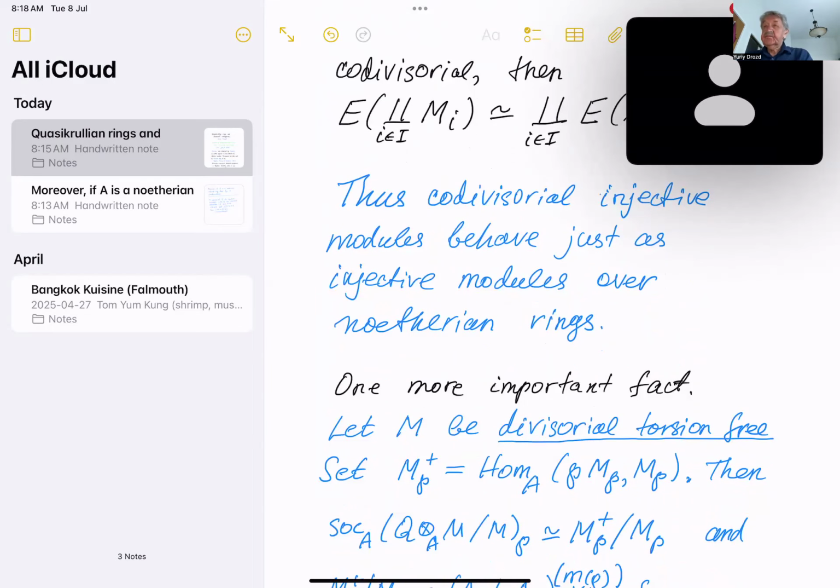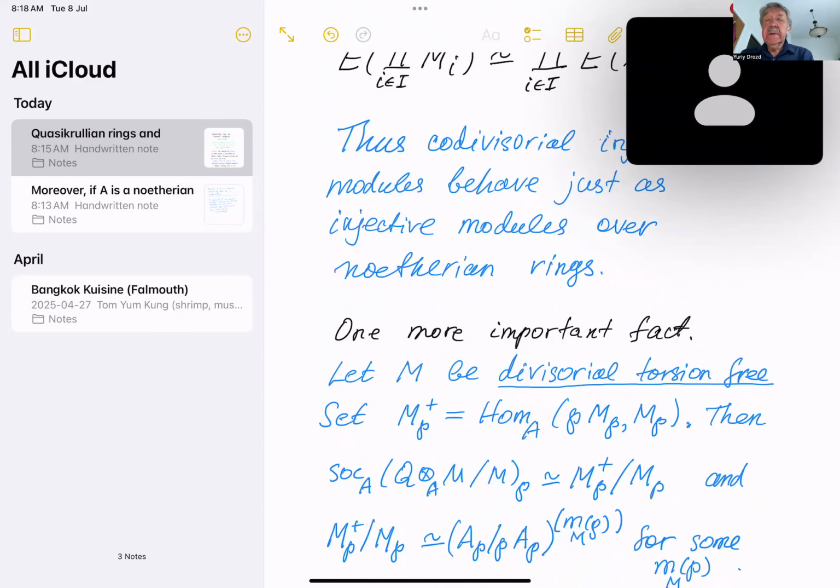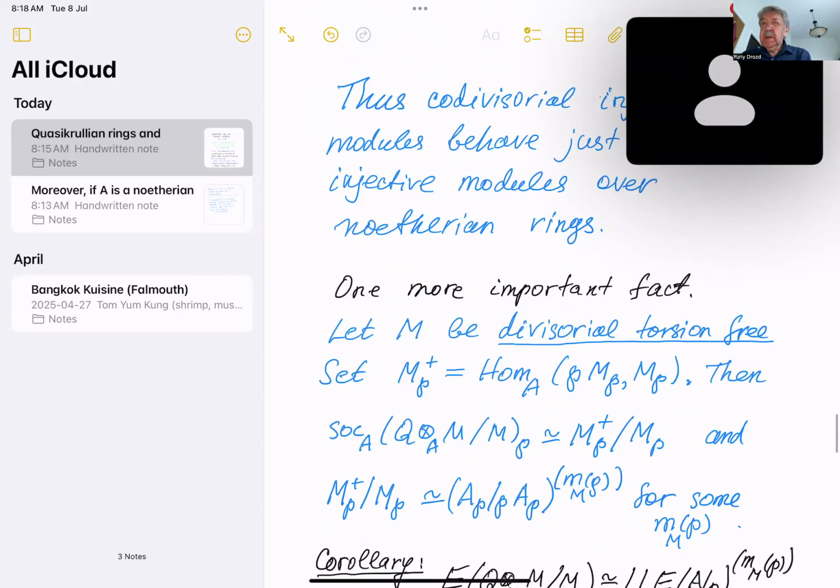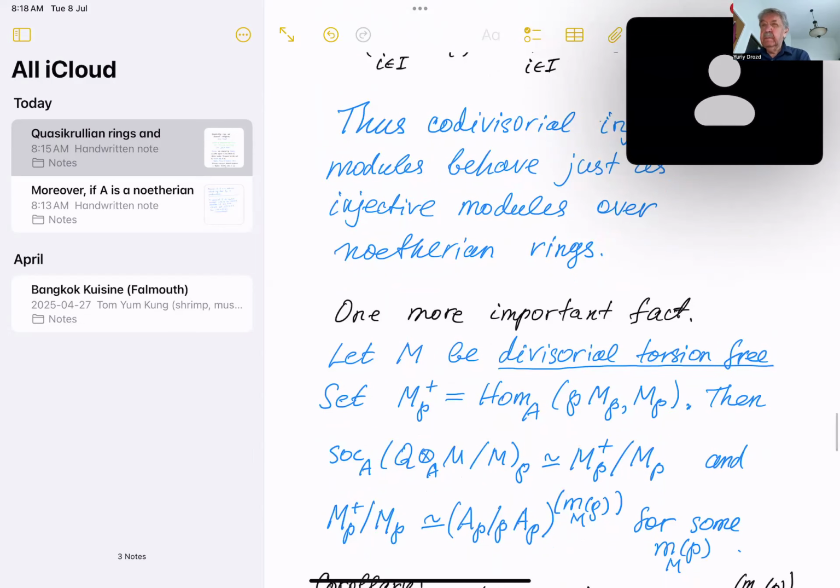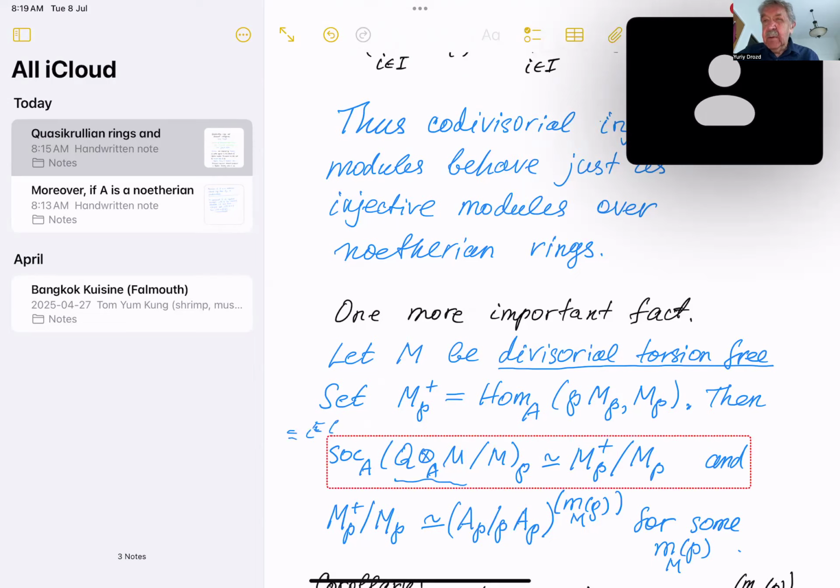Now, one more important fact. Let M be a divisorial torsion-free module and set M_P^+ to be the form from P M_P to M_P. Namely, we can identify this M_P^+ with the divisorial rational envelope of M. This is injective. I call this also the injective envelope of M.